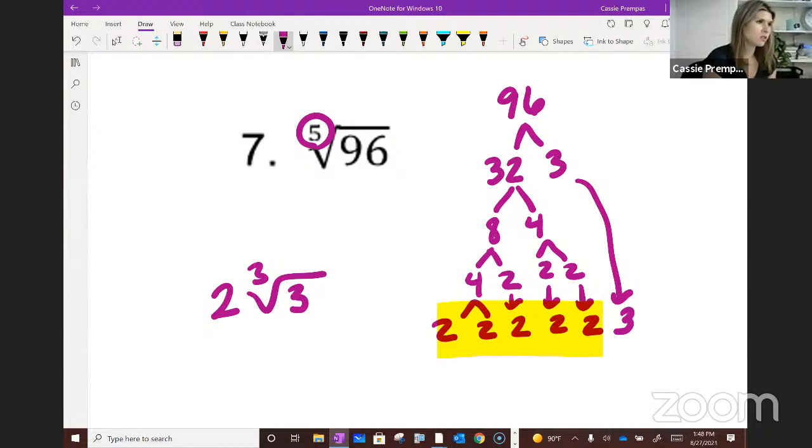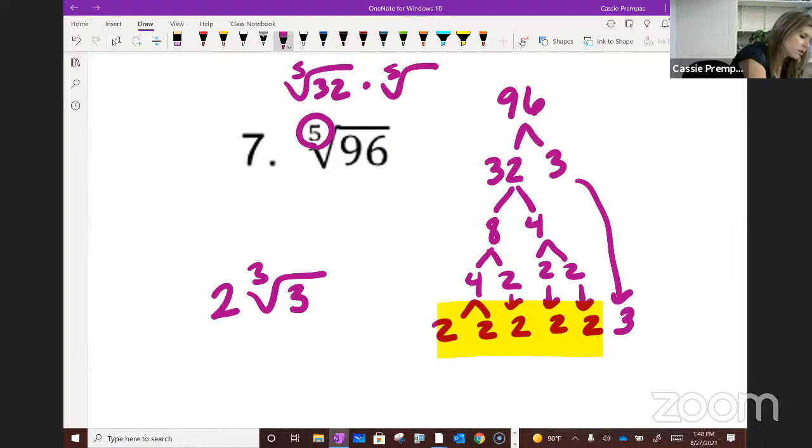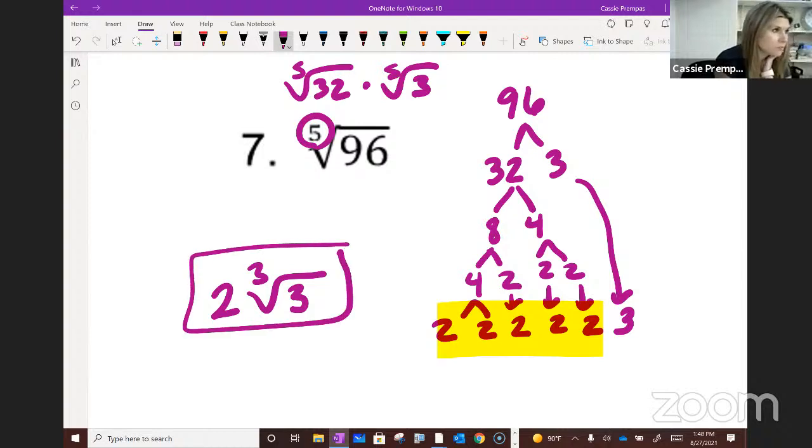Now I could have done this using method 1 just because I know 32 is a perfect power of 5. So I would break it up as the 5th root of 32 times the 5th root of 3. But that's not the more common way that I've seen this done. So I'll just stick with that.